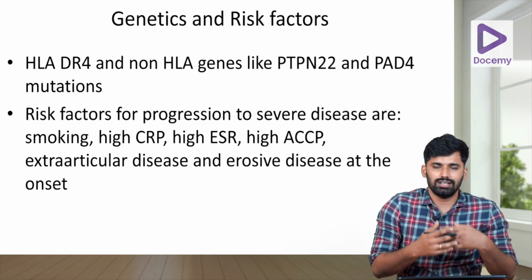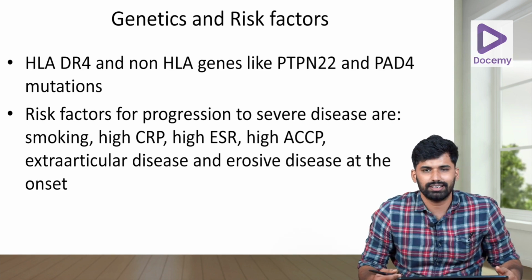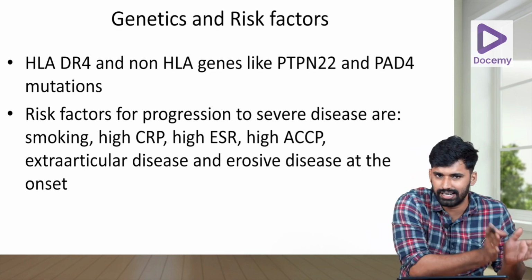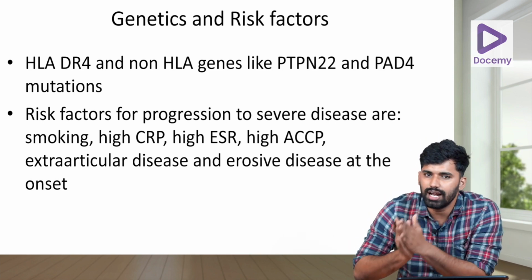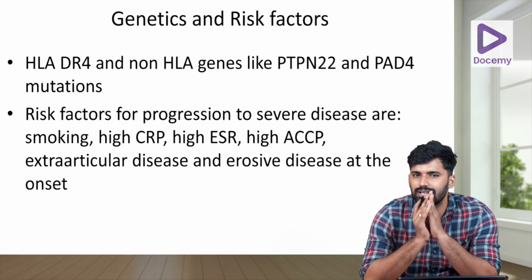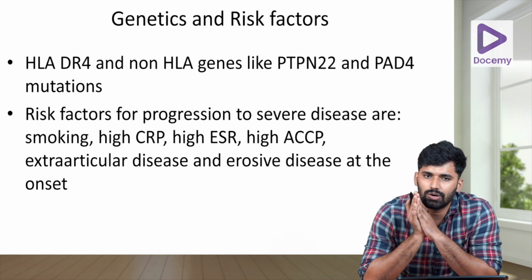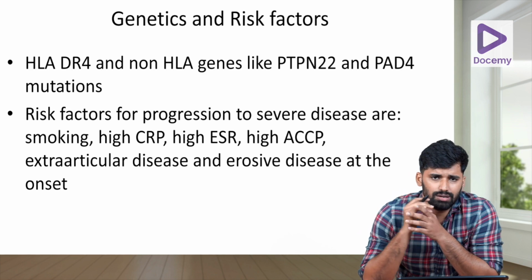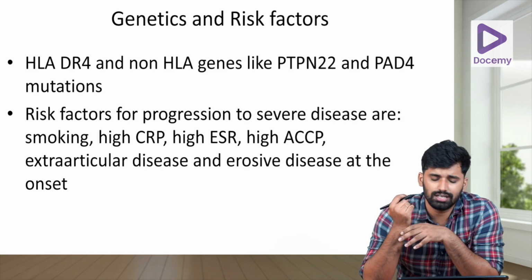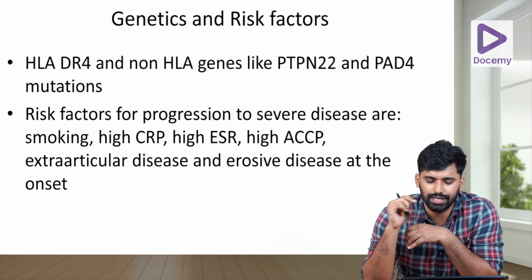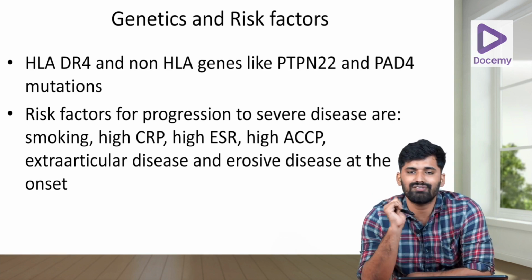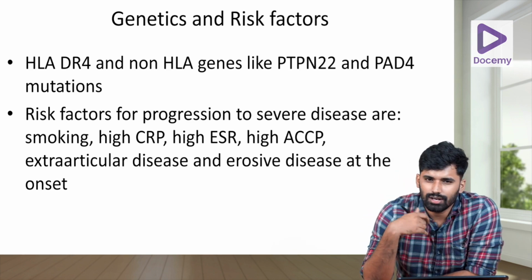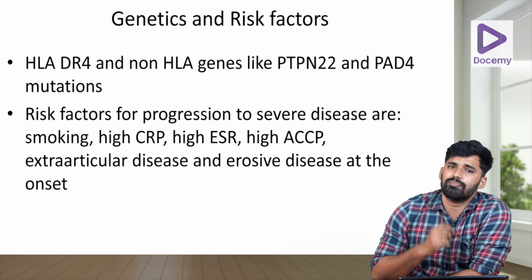Now we are discussing the genetics and risk factors of rheumatoid arthritis. There are several HLA genes, there are several non-HLA genes that can predispose to rheumatoid arthritis. HLA-DR4 is one of the predisposing factors. Other non-HLA genes like PTPN22 and PAD4 mutations can cause rheumatoid arthritis. Now coming to PAD4. What is PAD4?